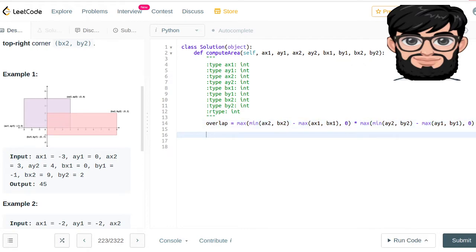Once we have the overlap, we're gonna be returning basically the area of the first rectangle, which is gonna be equal to ax1 minus ax2 multiplied by ay1 minus ay2, plus the area of the second rectangle, which is bx1 minus bx2 multiplied by by1 minus by2, minus the overlap.